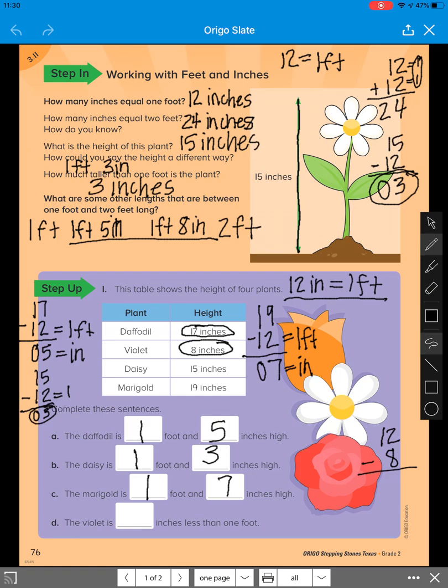So 2 minus 8, we can't do that. So I have to borrow from my tens place. So I'm going to take away a 10 and add it here. So it's going to be 12 minus 8, which is 4. So I know I need 4 more inches, which means the violet is 4 inches less than 1 foot.